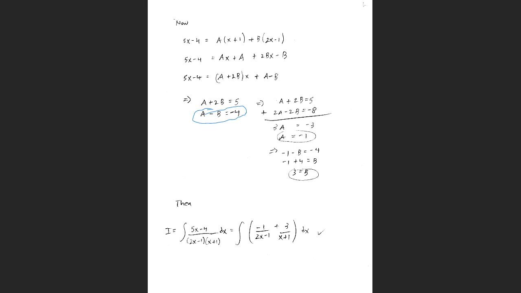So the second equation was A minus B equals -4. So when A equals -1, I'm going to substitute that back in the second equation. I could have substituted in the first equation also. I just chose the second equation. So -1 minus B equals -4. That means B will equal 3. And now I'm able to write my integral as this integral here.